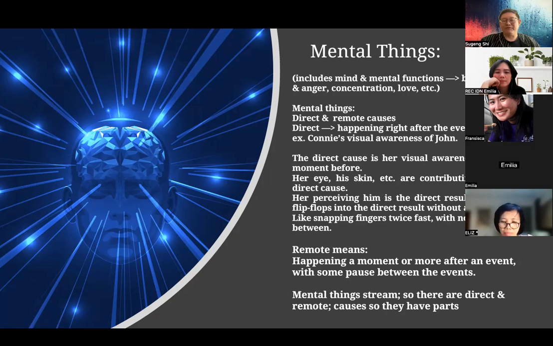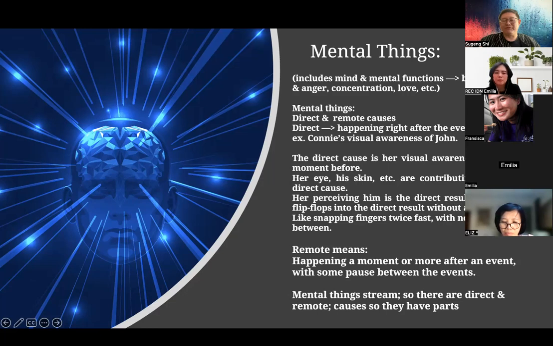Conila's eyes and Jebila's skin, John's skin. The eye looking at the skin. These are the contributing factors. They are not the direct cause. Those are physical. The direct cause is the visual awareness the moment before of the mental thing, right? Visual awareness is the cause of the mental function of John, you see. So Conila's perceiving of John is the direct result.